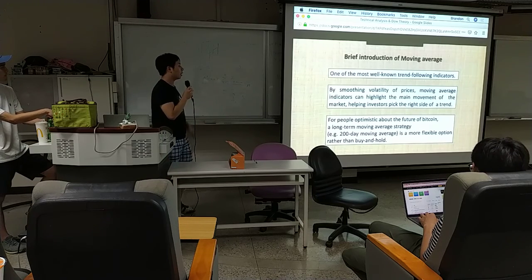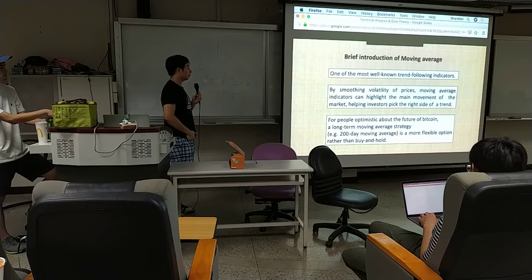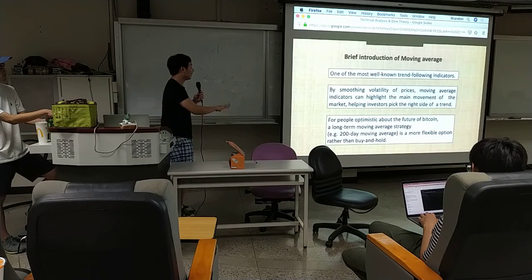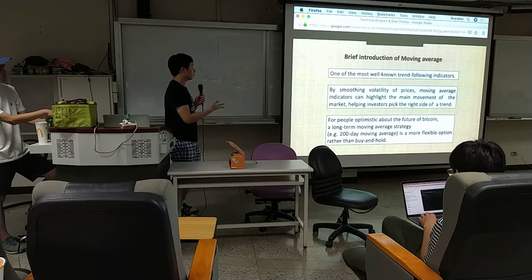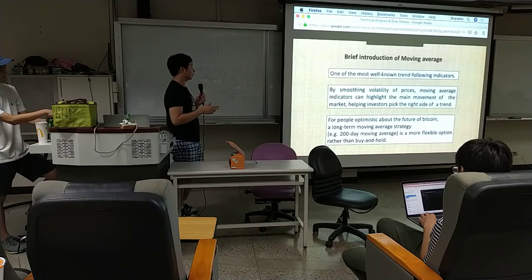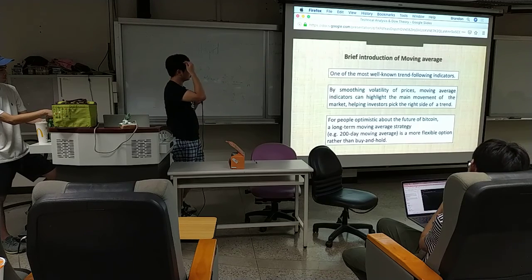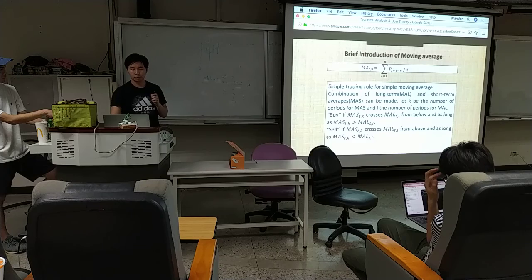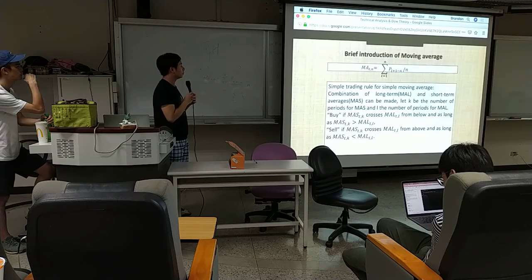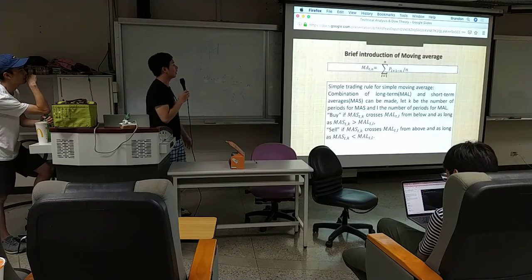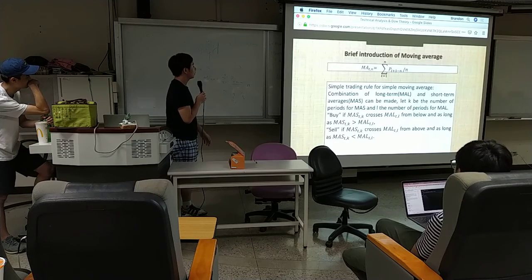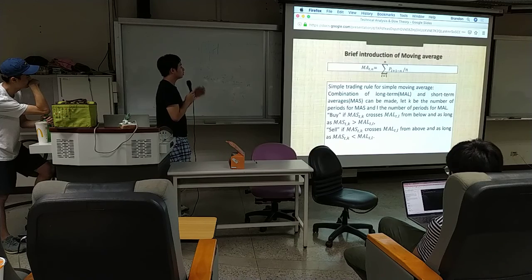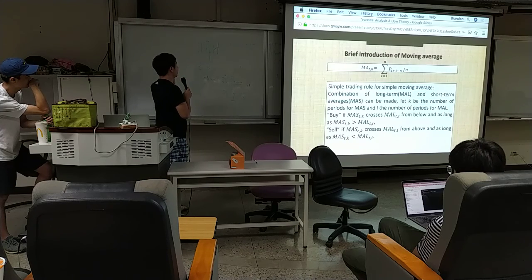So a lot of people are optimistic about the future of Bitcoin, or the PowerPoint says that, but I'm not. It's a long-term moving average strategy of like 200-day, and a more flexible option. So we have a simple algorithm. You don't really have to know the algorithm technically, but I'll try to explain it to the best of my ability. It's a simple trading rule for a simple moving average.